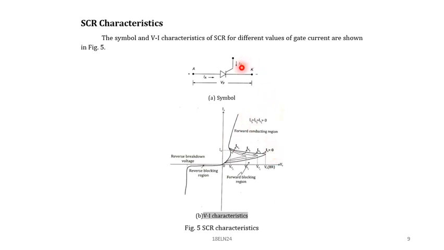Now if I increase the magnitude of the gate current, if I have sufficient gate voltage, then the current will increase. That is, if IG is 0 here and IG1 is greater than 0, then I can observe that the breakover forward voltage is less compared to what is required when IG is equal to 0. So your SCR will go from forward blocking mode to conduction mode a little bit early.